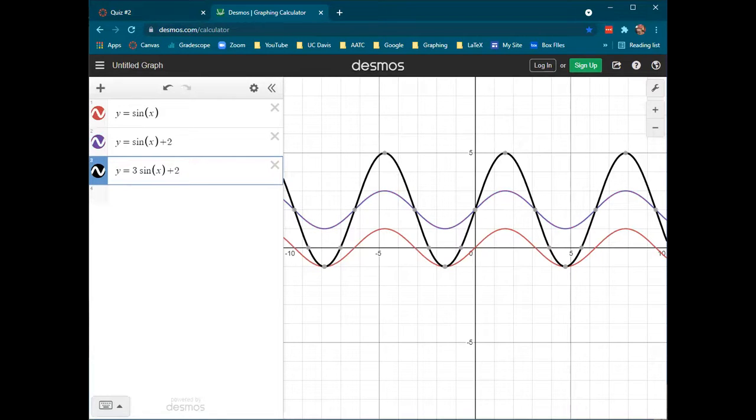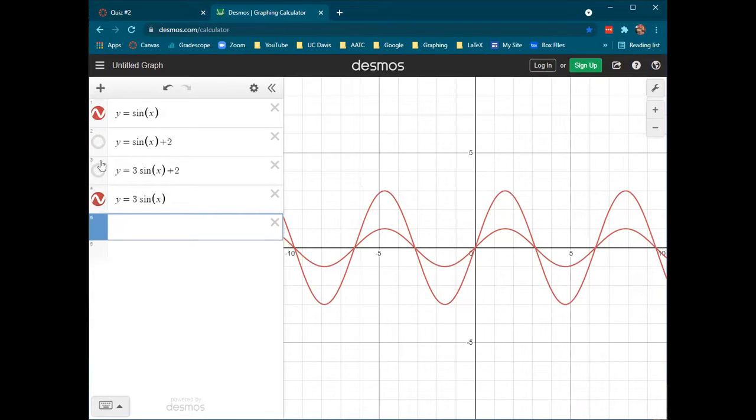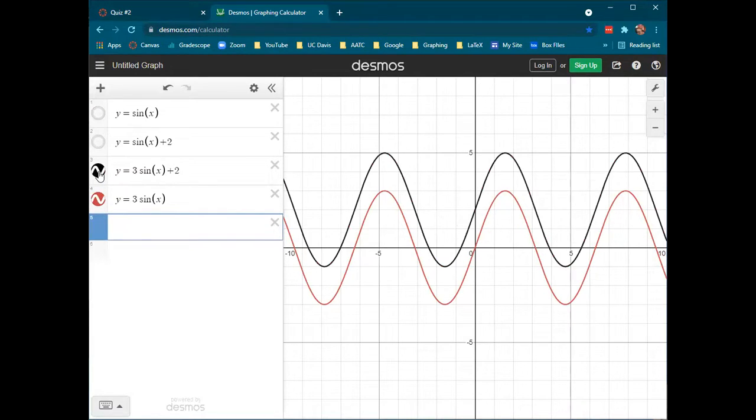Or if you prefer, you could also look at the stretching first. Now it gets kind of messy if you have all that on there. So it might be nice to say, okay, there's y equals sine of x. And then if I stretch it out, there's y equals 3 sine of x. And then if I shift it up, there's y equals 3 sine of x plus 2.